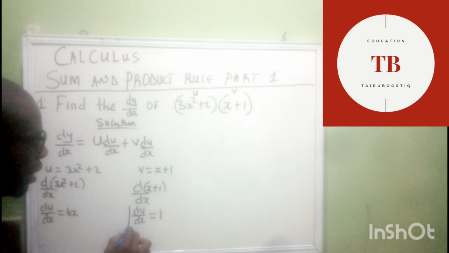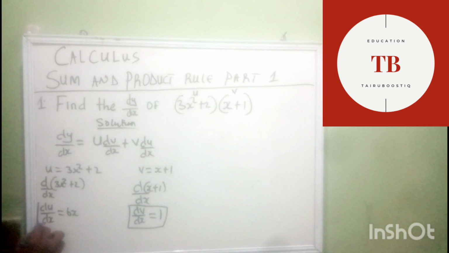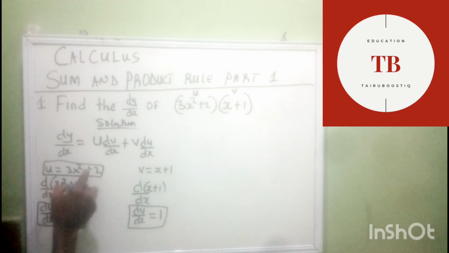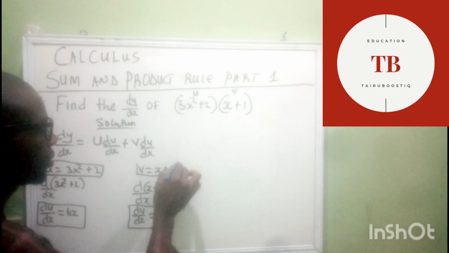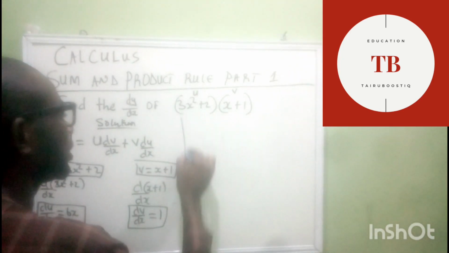So already we have our dv/dx, and we have our du/dx, and we have our u equals 3x squared plus 2, and we have our v equals x plus 1. Then what next?